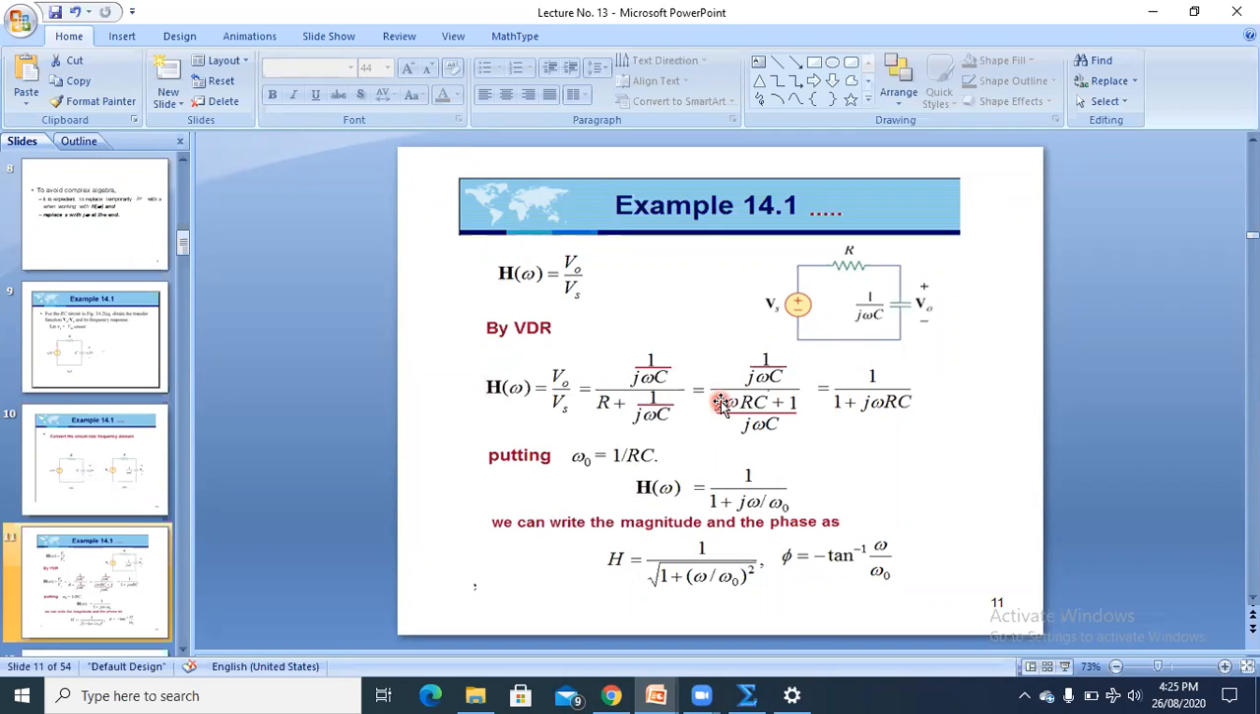Now we rearrange the numerator and denominator in such a way that we have 1 over 1 plus j omega RC. So we can express this as 1 plus sRC, or 1 plus j omega RC.